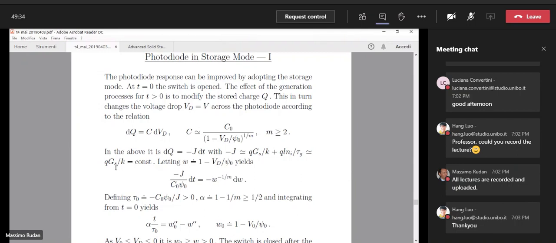So what we do is very simple. We replace dQ with minus J dt. Of course, minus J is given, okay? And here we replace C with C0 divided by 1 minus Vd over psi 0 to the power 1 over m. So essentially, we have a differential equation whose unknown is the voltage drop across the junction with respect to time. Okay? So in order to integrate this equation, we change the variable because it is more convenient. We call the variable W. W is 1 minus Vd over psi 0. It is a non-dimensional quantity.